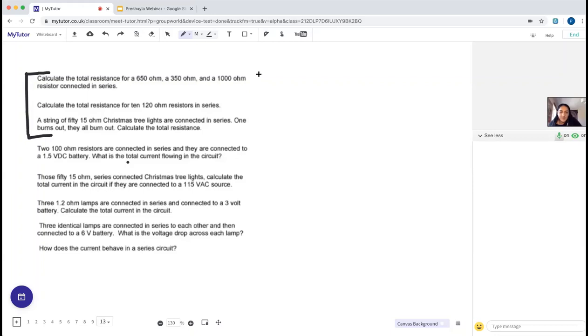Cool, so I can see a few of you getting 2000 ohms for the first one, that's brilliant. We just add all 3 resistors. No need to work out current or potential difference for this one. It's just asking you what the resistance in the circuit would be. Number 2, we have 10 120 ohm resistors in series. So you have 10 times 120, which is 1,200 ohms. So hopefully you got 1,200 ohms for the second one.